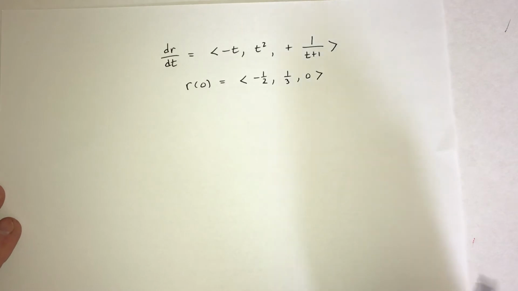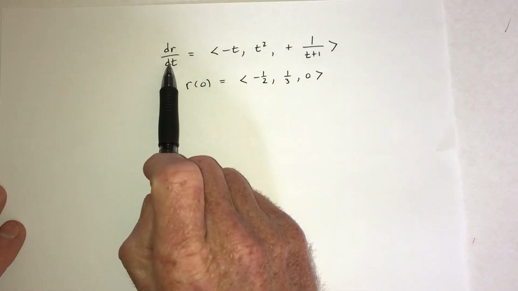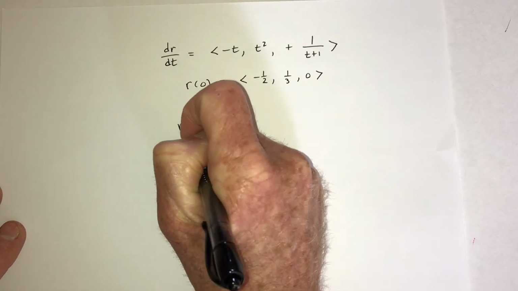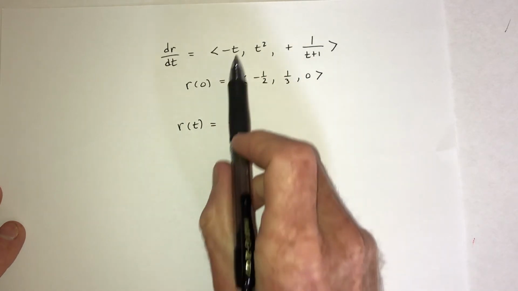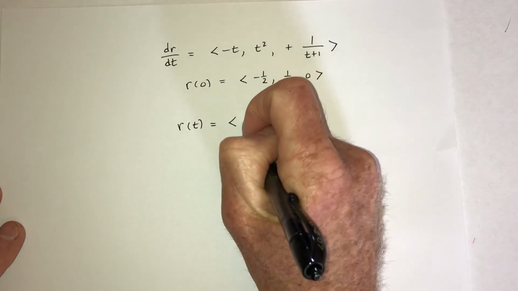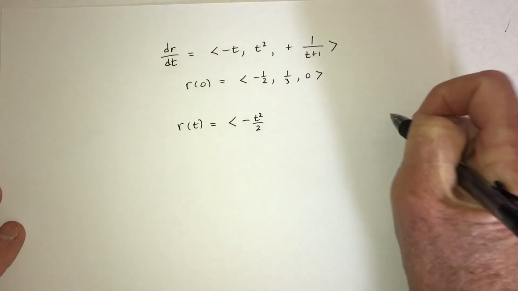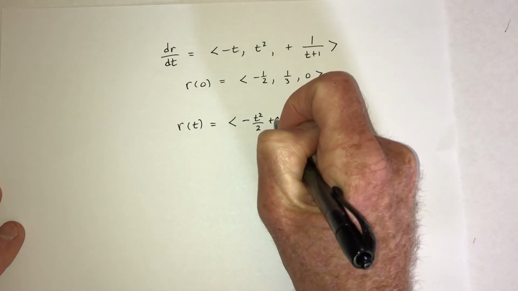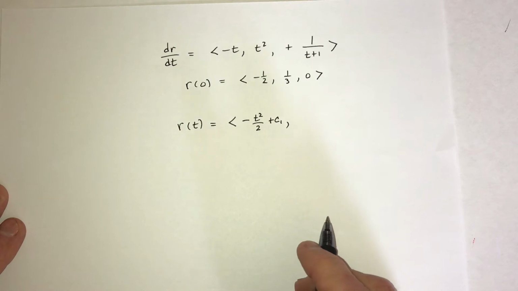So what was the original function r? Well, since that's the derivative, we need to do the antiderivative. So that means that r is equal to, the antiderivative of this one would be negative t squared over 2. And you can either put the constants at the end as a vector, or you can just add them in individually in here, whichever method you like.